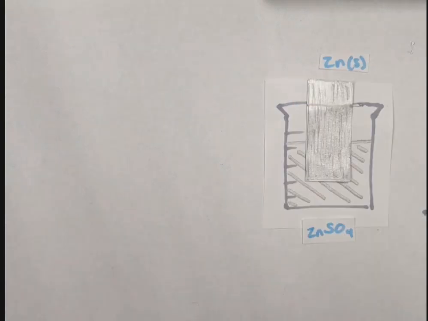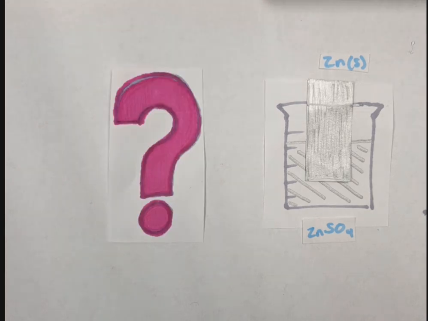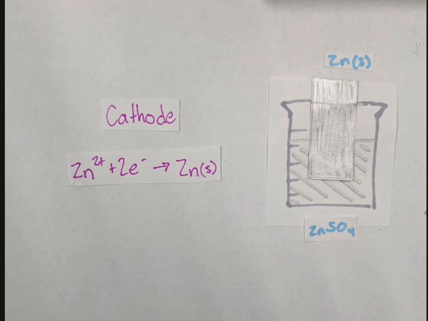Let's take a look at our zinc electrode. If the copper electrode was the anode, what do you think the zinc electrode will be? If you said cathode, that's correct! The reaction for the zinc electrode will be Zn2+ aqueous plus 2 electrons yields solid zinc.